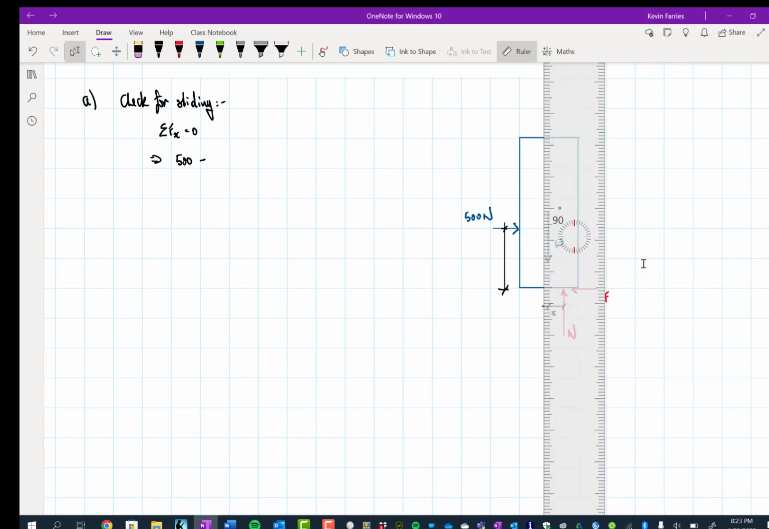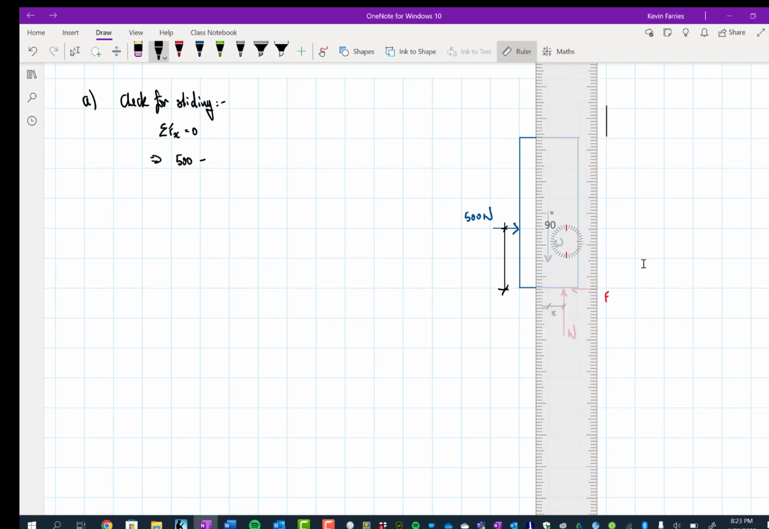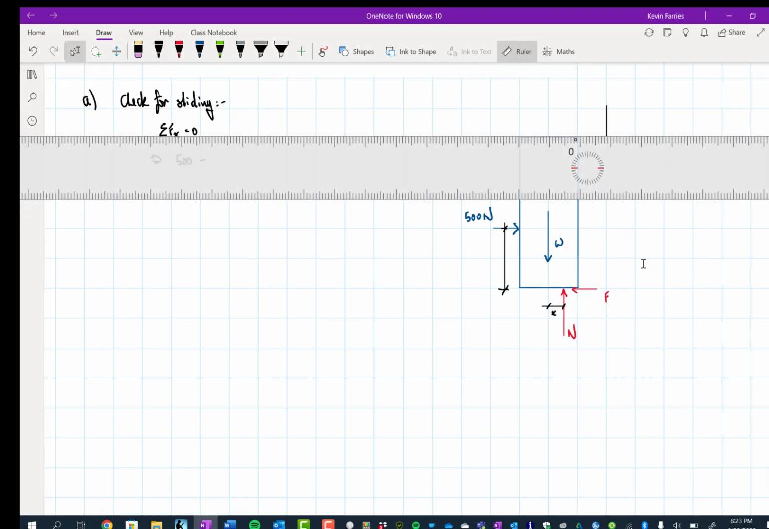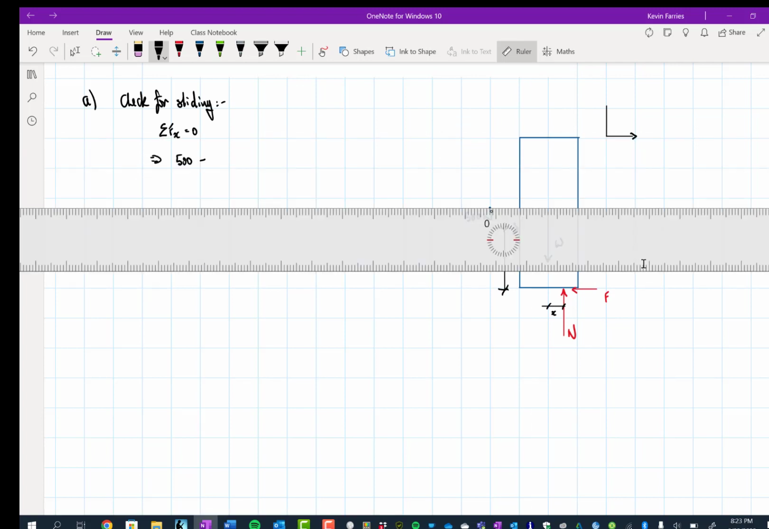We should probably put on our axes just to show what we're assuming. So I'm just going to use the standard directions for the X and Y axes.